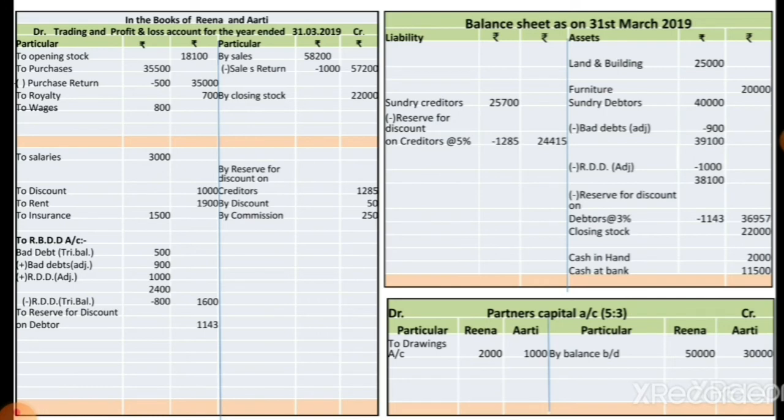Okay, and the second effect of this discount on creditors is recorded on the credit side of the profit and loss account. So how is it recorded? By reserve for discount on creditors, and we directly record it in the outer column as 1285. Students, it is an income for the business, so that's why it is recorded on the profit and loss account credit side. Okay, here our third adjustment, both effects we properly recorded.